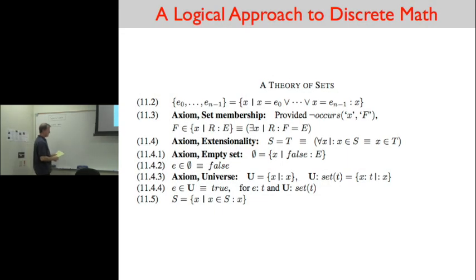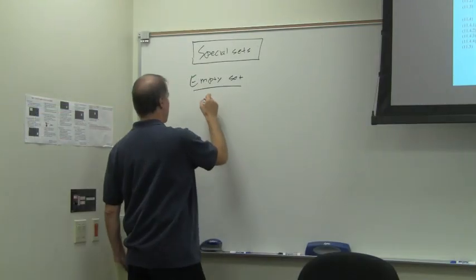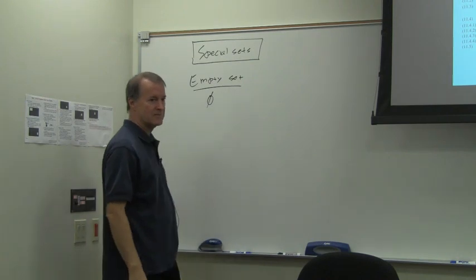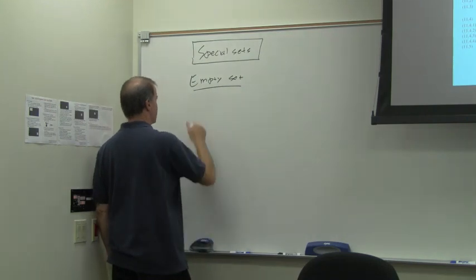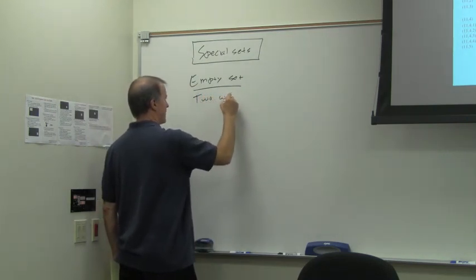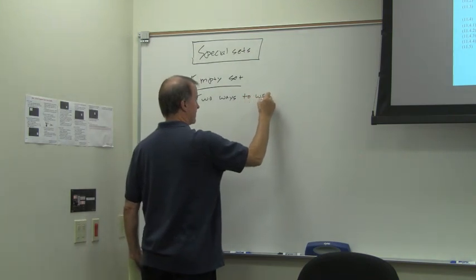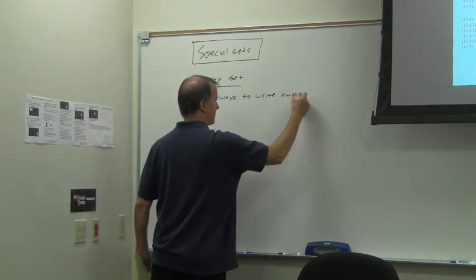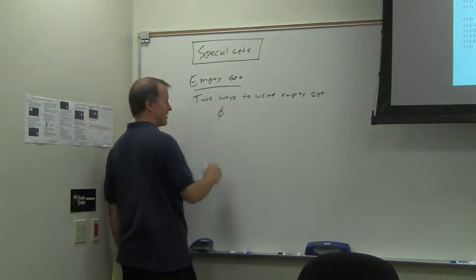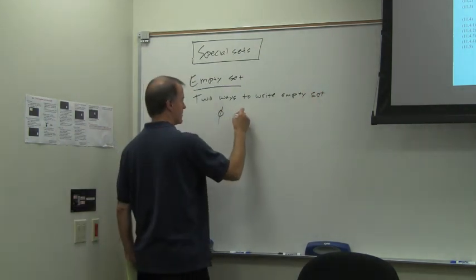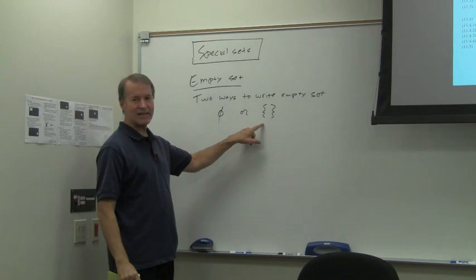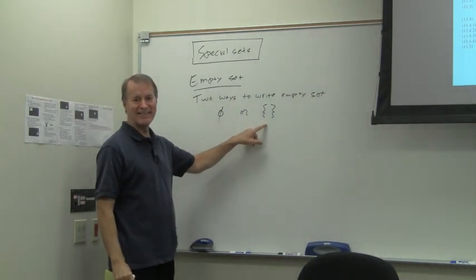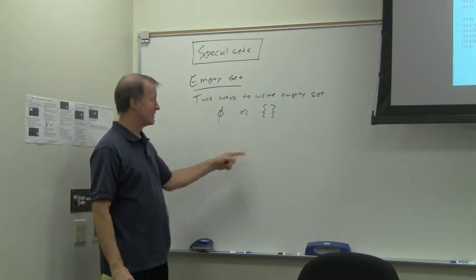So the definition of the empty set, it has a very simple definition. The empty set is denoted by a 0 with a slash through it. Actually, there are two ways to write the empty set. One is a 0 with a slash through it, or sometimes we write it like set enumeration, but we don't put anything in it.